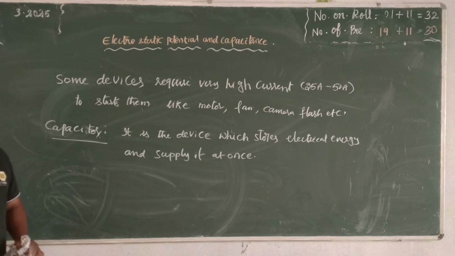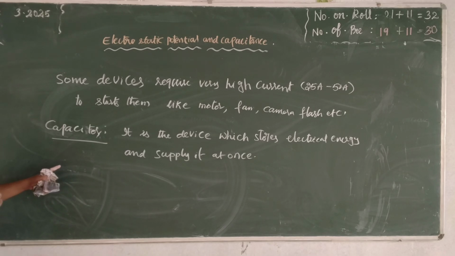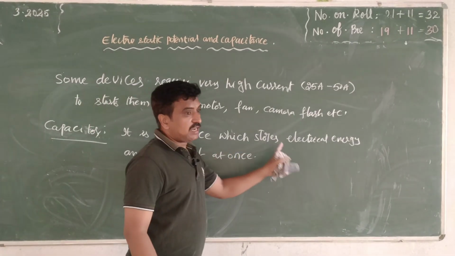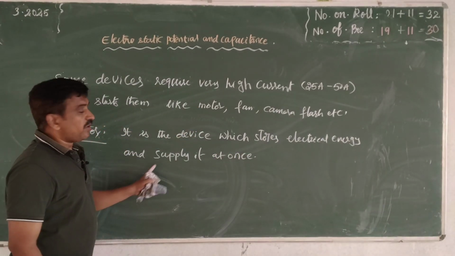So while starting a fan or camera or motor, it gives a small jerk, a tuck, like a sound will come. Why? It requires more energy to start them. After that, only normal current is required. So only at starting it requires more current or more electrical energy. That electrical energy, suddenly required, can be supplied by a device that we call a capacitor. So capacitor is the device which stores electrical energy and supplies it at once.